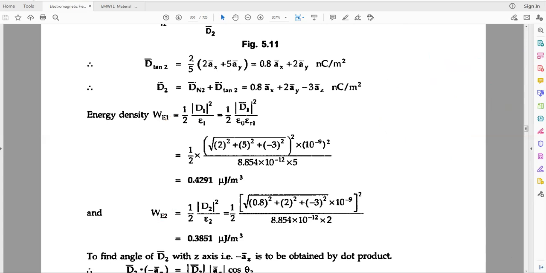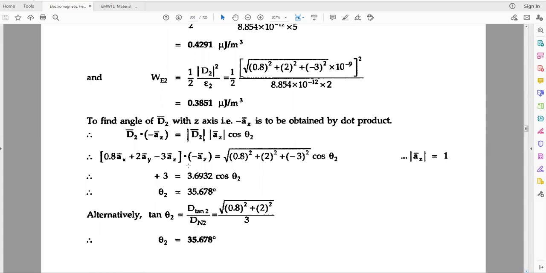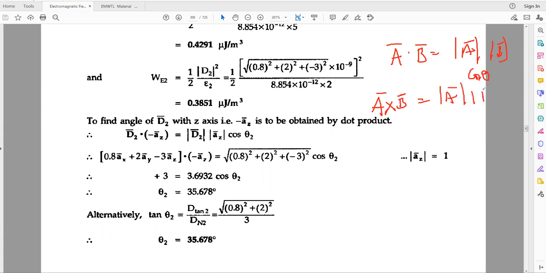Okay, my students. Next they ask to find the angle of D2 with the z-axis, that is minus AZ bar, obtained by the dot product. We know the formula for the dot product: A bar dot B bar is equal to the magnitude of A, magnitude of B, and cos theta. If it is a cross product, A bar cross B bar is equal to the magnitude of A bar and B bar times sin theta.